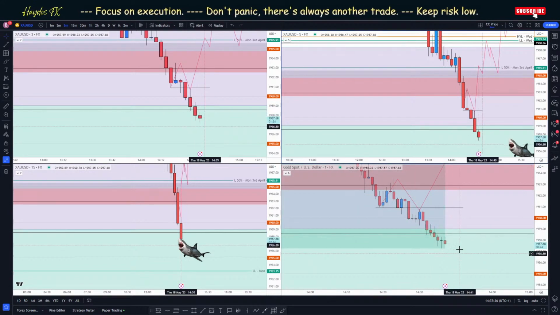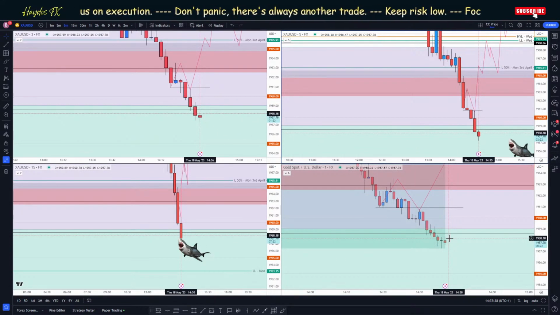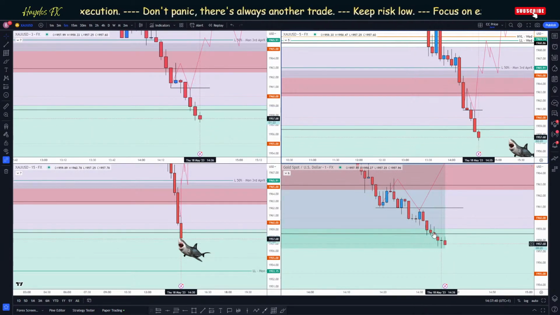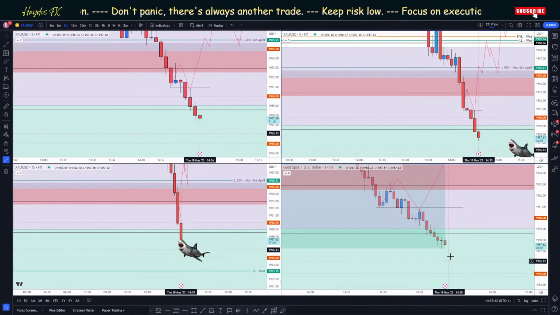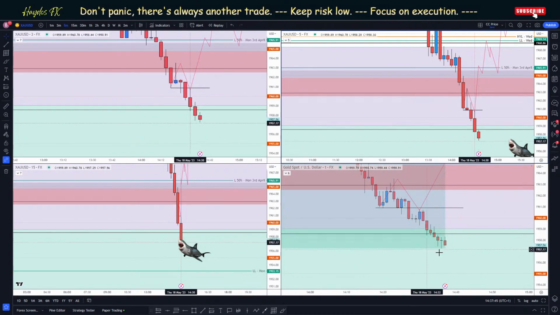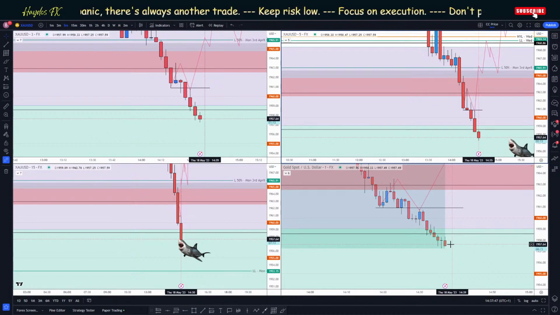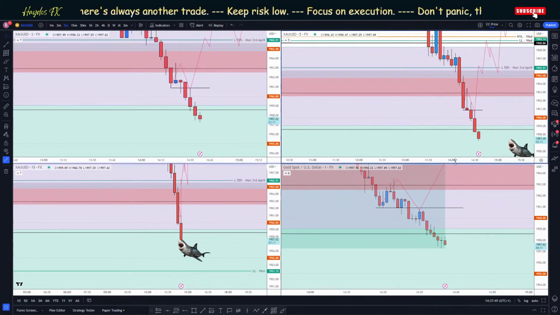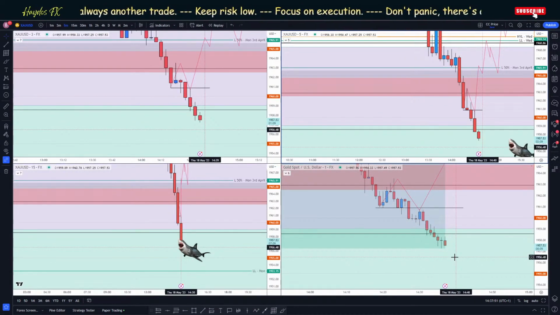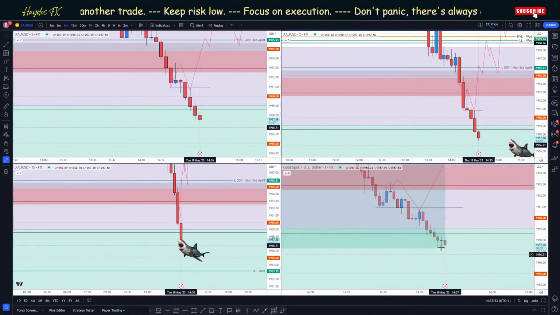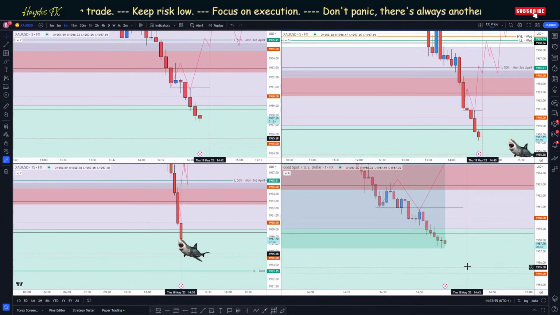Can I get a potential at least 3-to-1 trade from here going up if I wait for the confirmation? Now I have to wait for confirmation because the anticipation trade just did not work out.